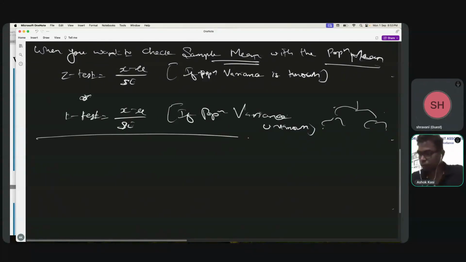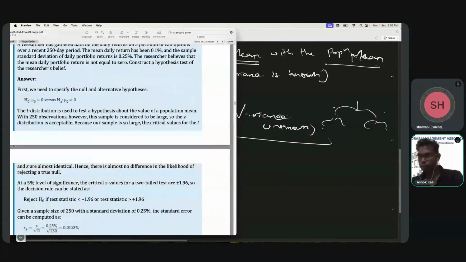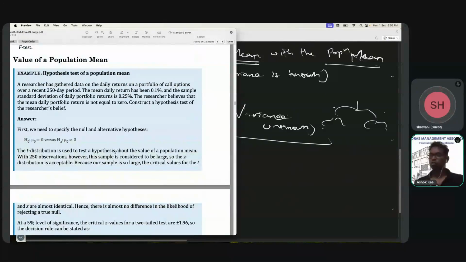Yeah, so this part is okay. Next one, see this now. This is what we did in this sum. And if the n is too large, like here 250, it doesn't matter whether the population variance is known or unknown, and it doesn't matter whether you're taking a z test or a t test, all will lead to the same answer. So that's why you can use anything at that time. Here, see, population variance is actually unknown in this case.